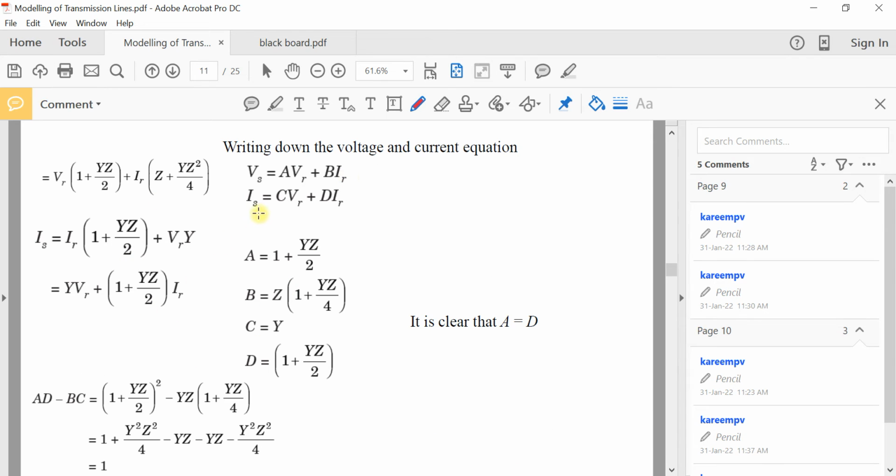So for easy reference, it is given here. This is the expression for Vs in terms of VR and IR, and this is the expression for Is in terms of VR and IR. And now if you compare, you can see that A is equal to 1 plus YZ by 2, B is equal to Z into 1 plus YZ by 4. Here, this is the expression for B, as we have seen in this case.